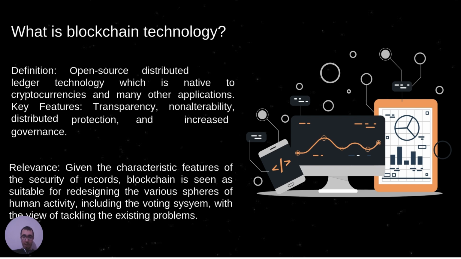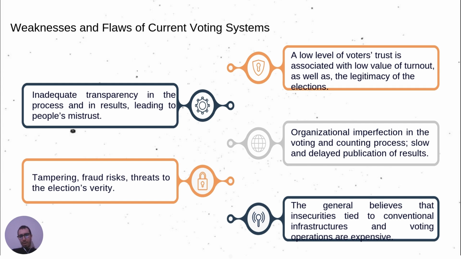that has several challenges. So, the weaknesses and flaws of the current voting system start with the lack of transparency. Voters do not trust that system and the result that much. As well, it is vulnerable to several threats such as fraud and election integrity threats. Low voter trust also reduces the election legitimacy, and there is inefficient organization and delay of result publication. As well, we have a high cost due to traditional infrastructure.